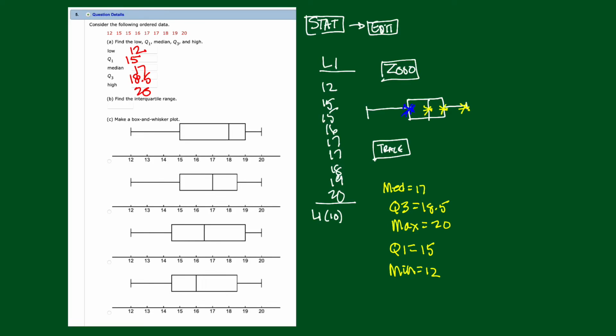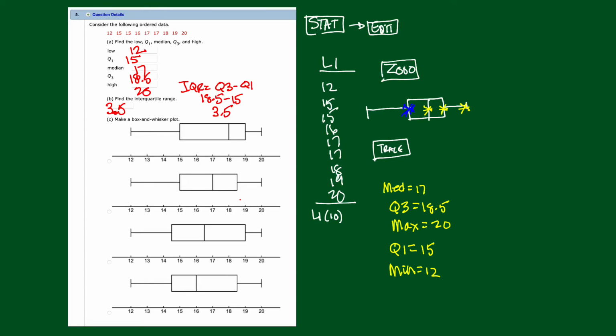Now, part B, find the interquartile range. Well, the interquartile range is equal to the Q3 value minus the Q1 value. So the Q3 was 18.5 minus the Q1, which was 15. So I'm going to claim this is 3.5, right? So I will enter that over here, 3.5.